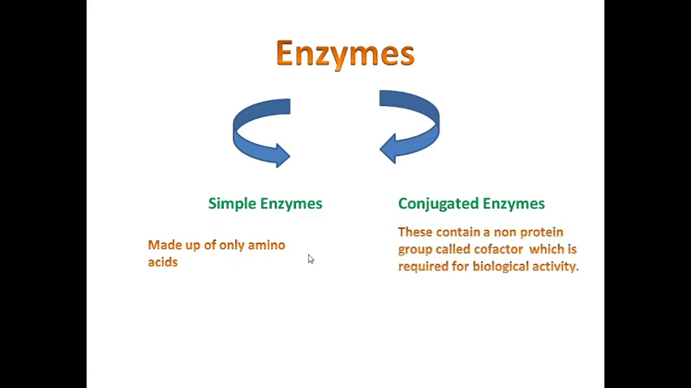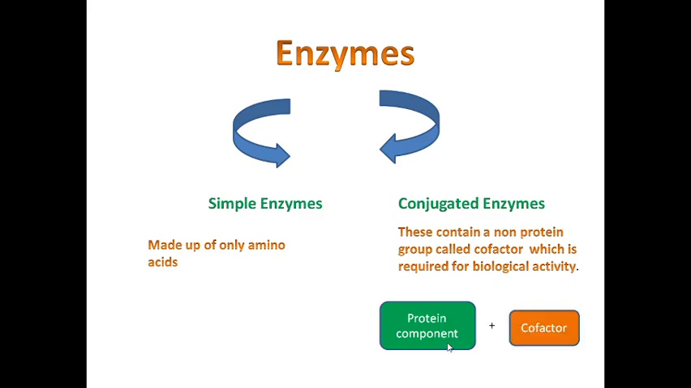And what are conjugated enzymes? These enzymes contain a non-protein group called a cofactor. Fine. They have a protein part also and they have a non-protein group which is called a cofactor, which is required for the biological activity. Like you must be remembering, in the splitting of water in photosynthesis, an enzyme is required which works in the presence of a cofactor, manganese. So what a cofactor does, it's required for the biological activity. Means a conjugated enzyme has a protein component plus it has a cofactor.